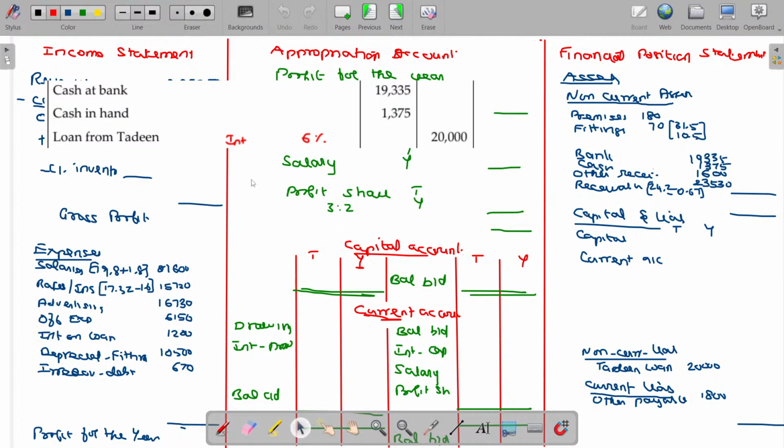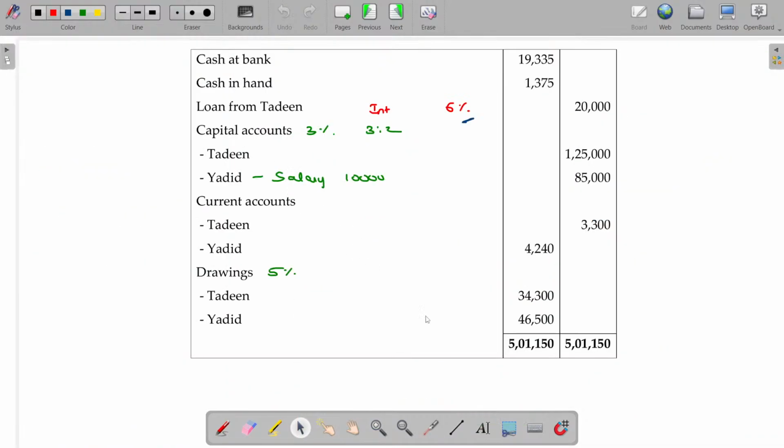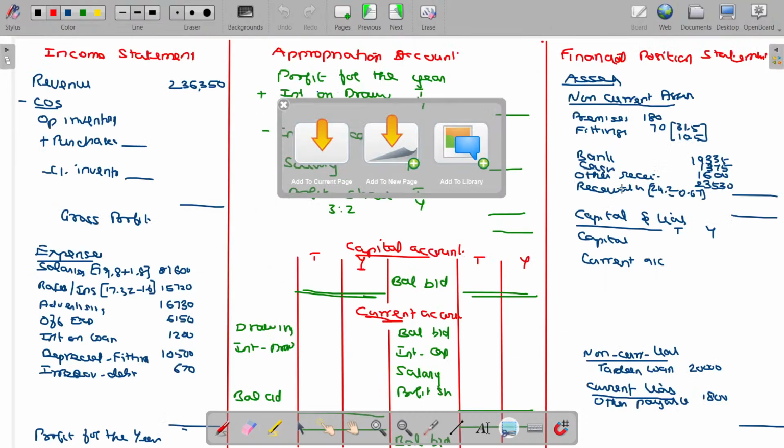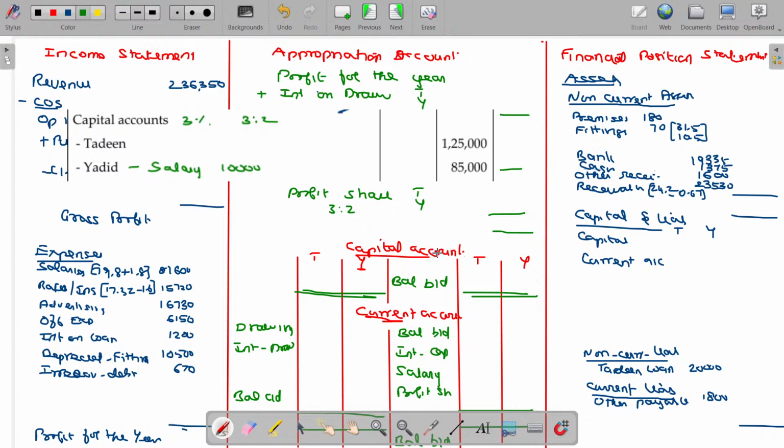Okay. Now we'll start with the capital account first. Capital account for Tadin, the balance being 1,25,000. And for Edit, 85,000.